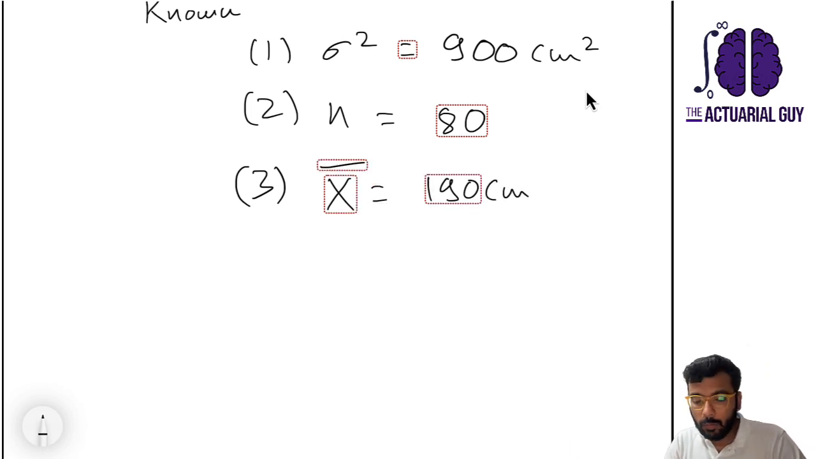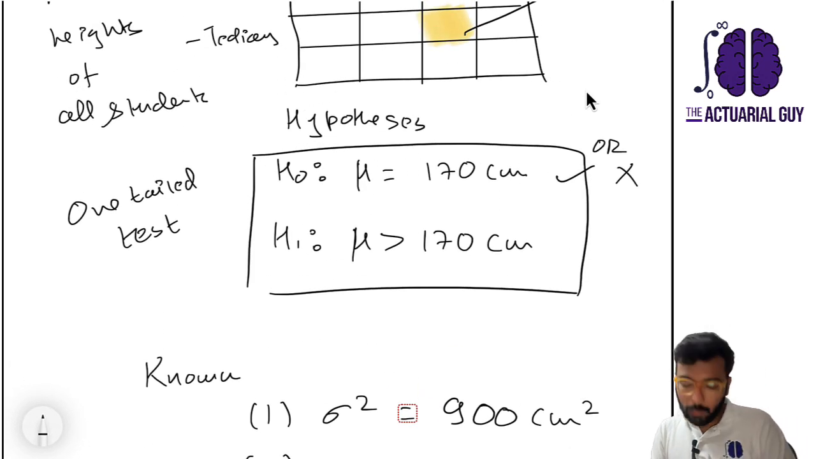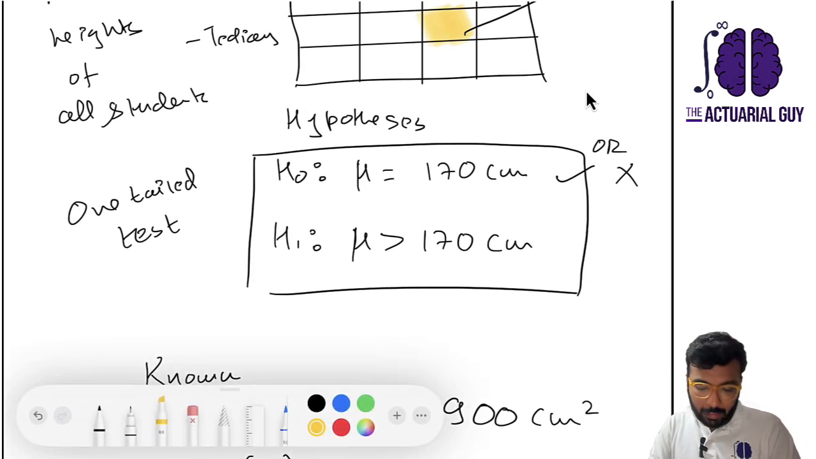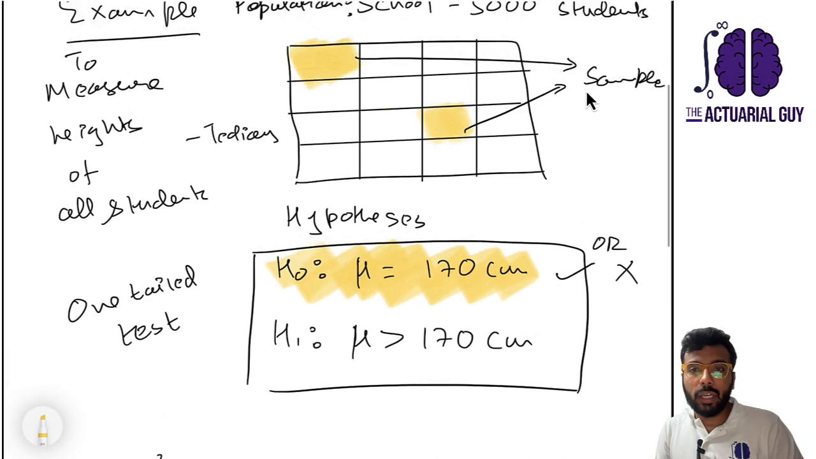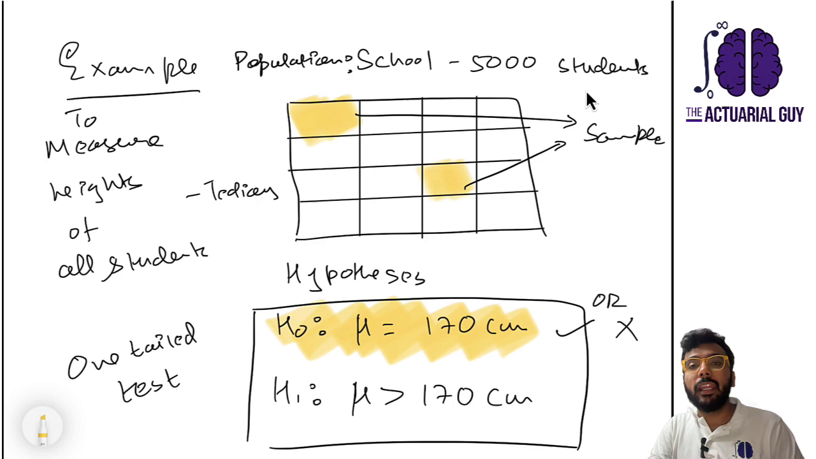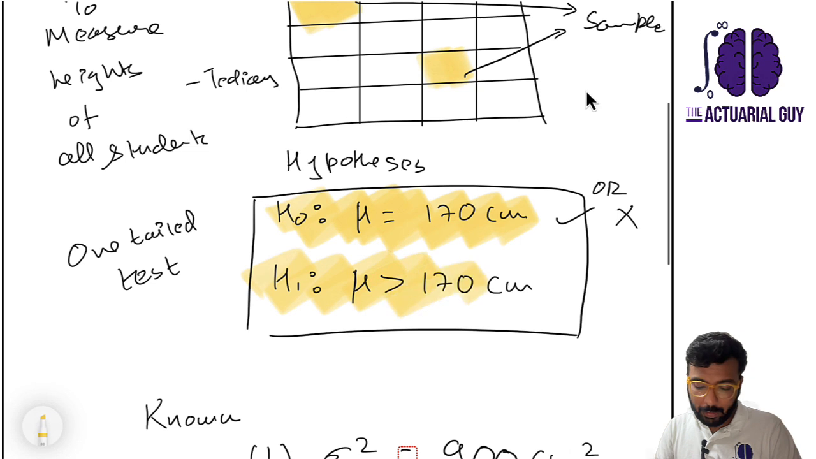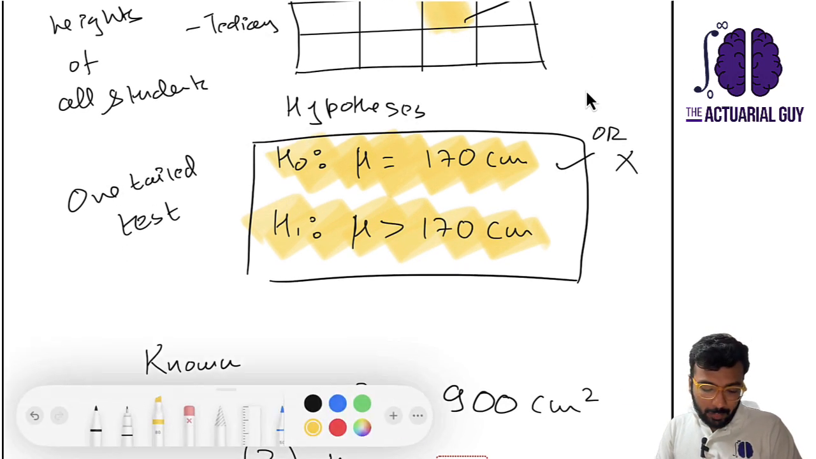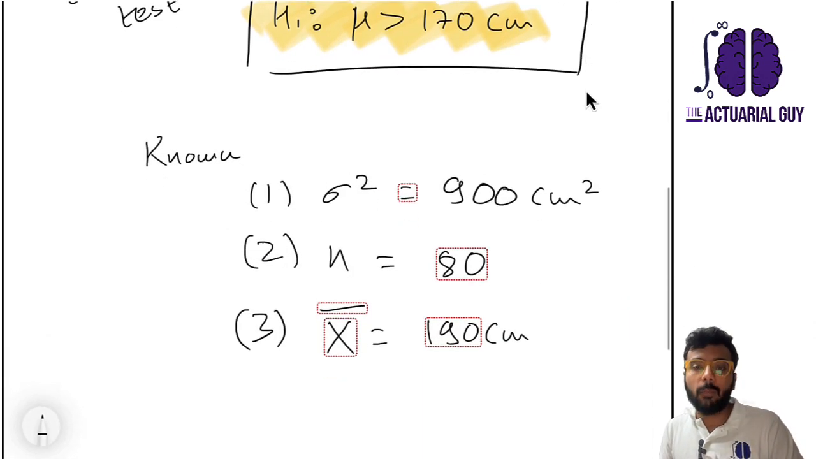Okay, so now based on this, you want to test the hypothesis that the population average height, that is the average height of the entire school, of all the students in the entire school, can be 170 or it is more than 170, right? Now, based on your intuition, what would you guess? Okay, take 2 minutes, think about it.